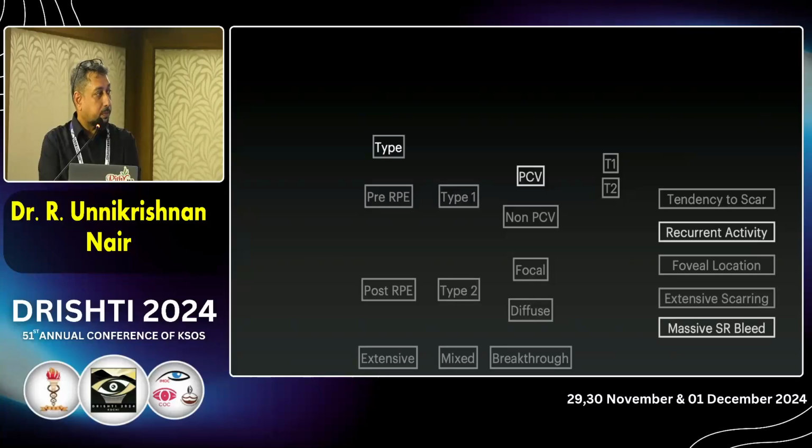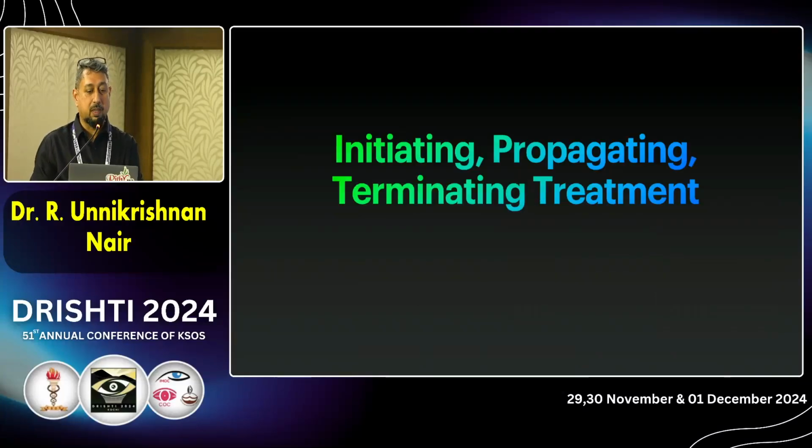When you have a PCV lesion, these are the two things that you're worried about: recurrent activity, and you're also worried about massive subretinal bleeds. When you have an extensive lesion, it is likely to be foveal in location, and you have extensive scarring along with it.